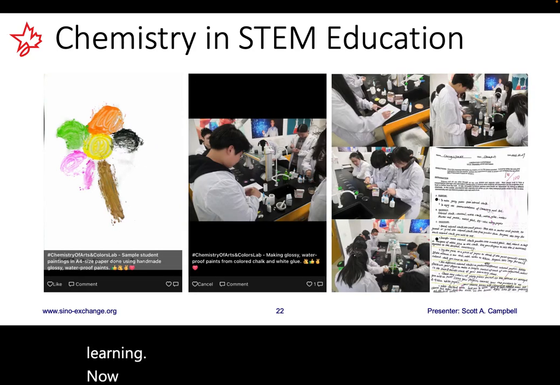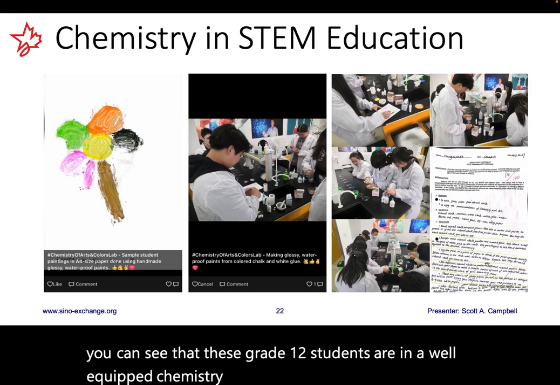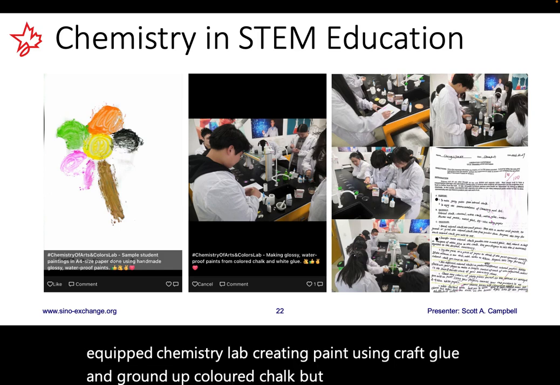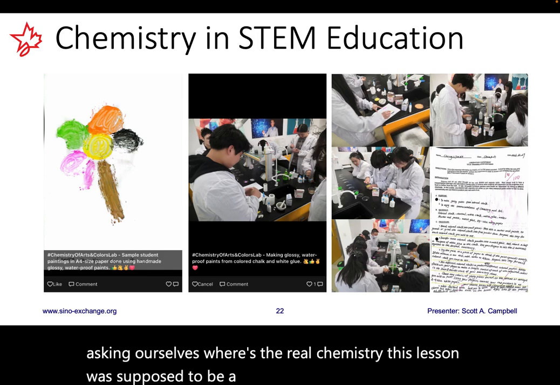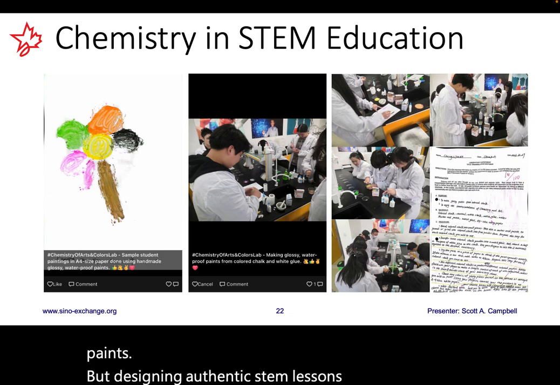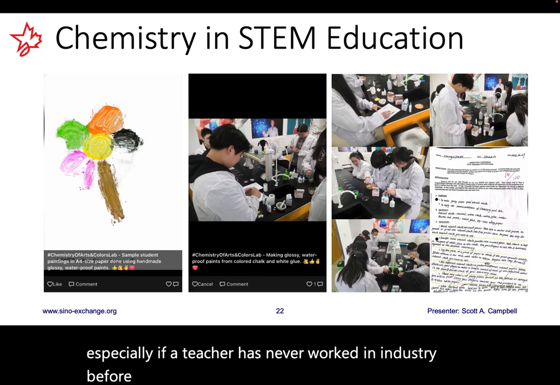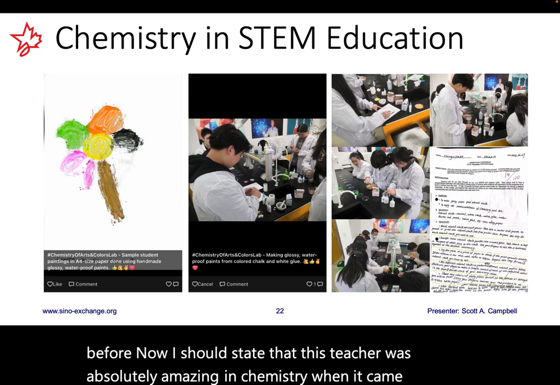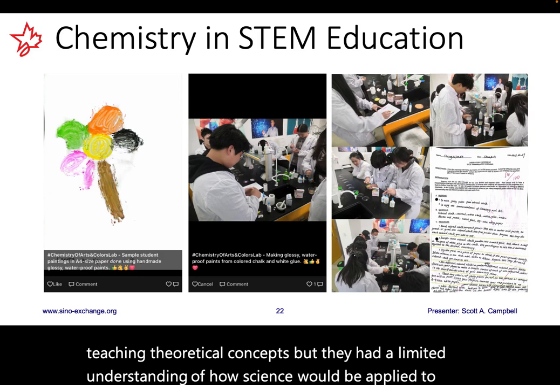Now here are some more images from that post, and you can see that these grade 12 students are in a well-equipped chemistry lab creating paint using craft glue and ground-up colored chalk. But we're probably asking ourselves, where's the real chemistry? This lesson was supposed to be a lesson about making colored paints, but designing authentic STEM lessons is really difficult, especially if a teacher has never worked in industry before. Now I should state that this teacher was absolutely amazing in chemistry when it came to teaching theoretical concepts, but they had a limited understanding of how science would be applied to solve real-world problems in industry.